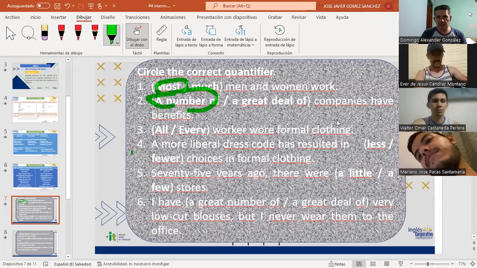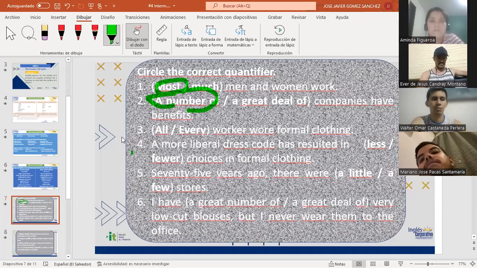A number of benefit. Good. Totally correct. A number of. Thank you, Carlos. Domingo, please. All worker or every worker? Domingo. Or worker.